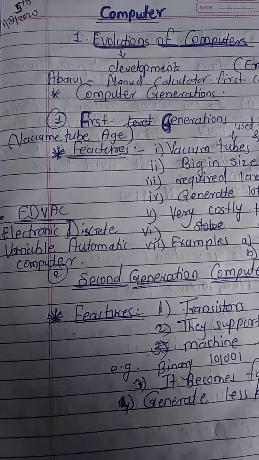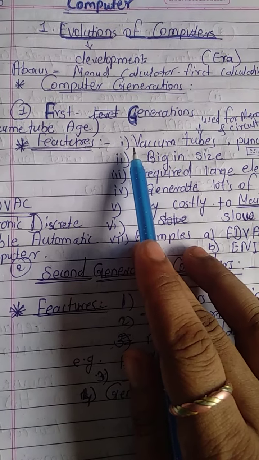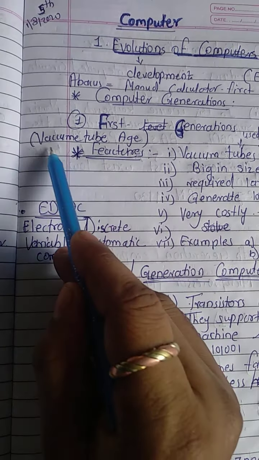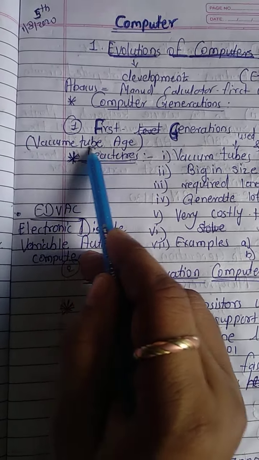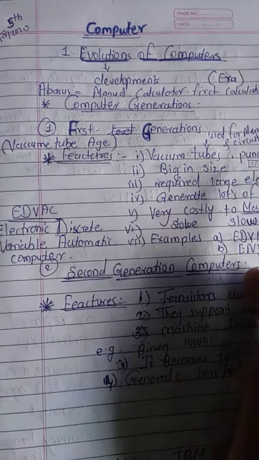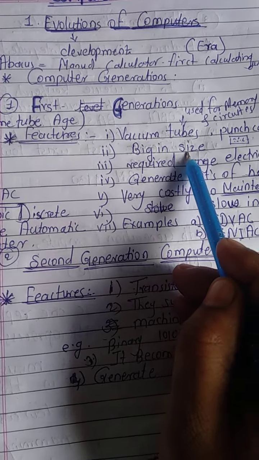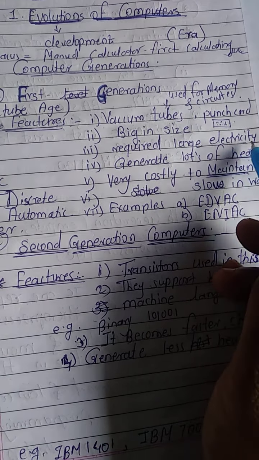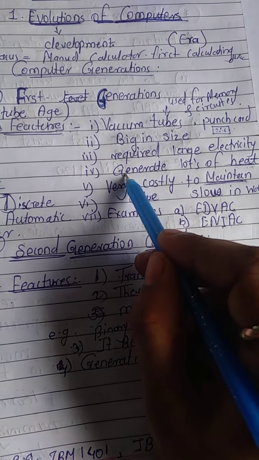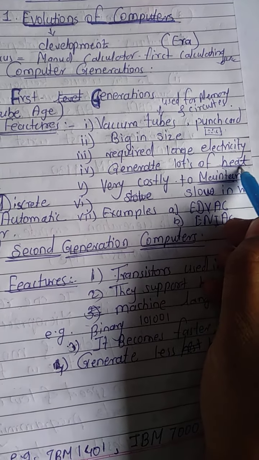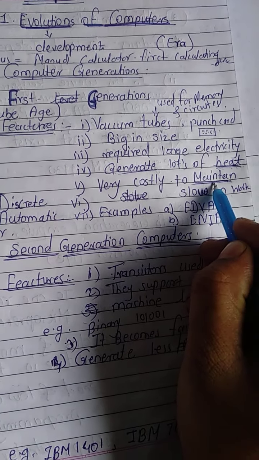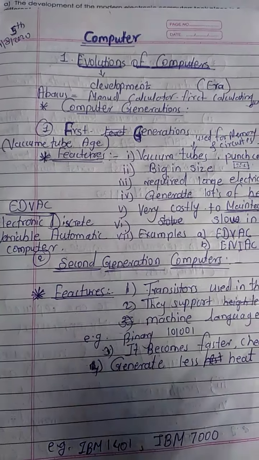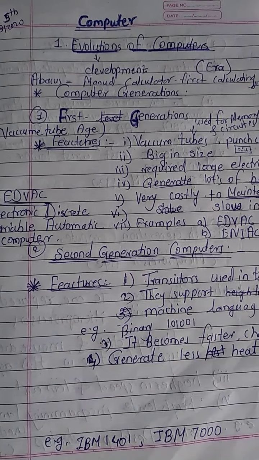Have you understood this point? What is a first generation computer? It is also known as the vacuum tube generation, and vacuum tubes are very big in size. That's why the computer size is also big. Very good. They require large electricity, and they generate a very large amount of heat. They are very costly to maintain. They are very slow in work. So read it and learn it carefully.